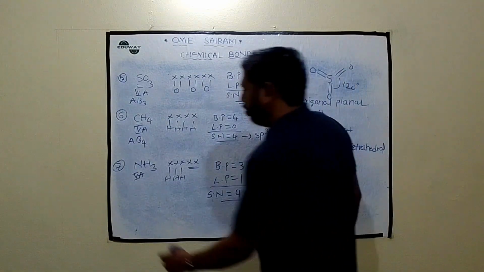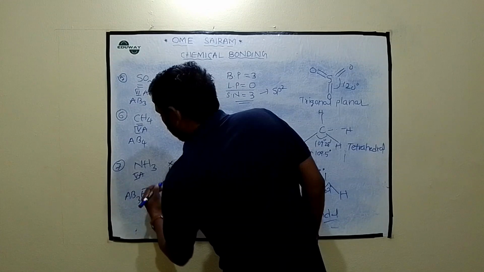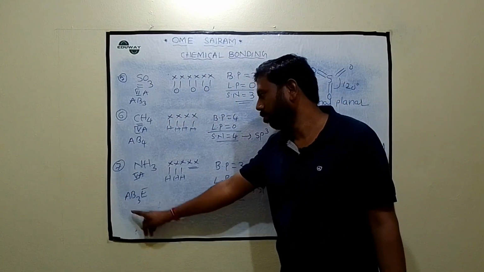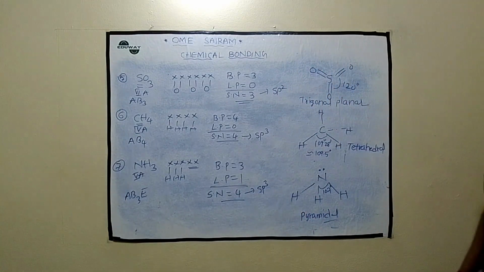So like that, it belongs to AB3E type molecule, and that means central atom contains 3 bond pairs and 1 electron pair.